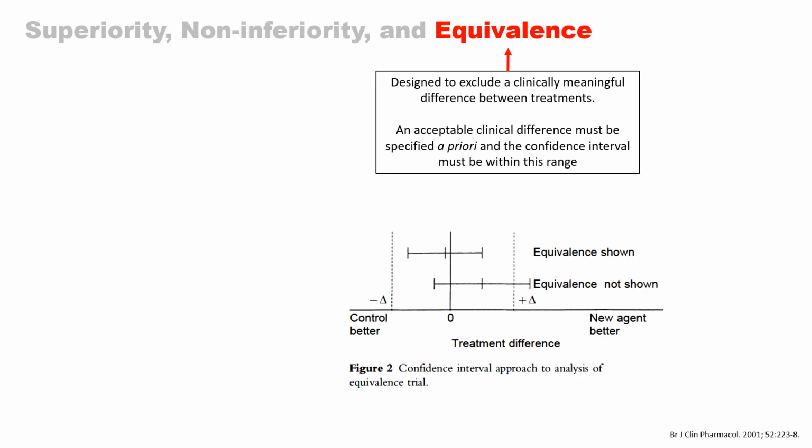Finally, equivalent studies are designed to exclude a clinically meaningful difference between treatments. And so, interestingly enough, this is the most difficult and narrowest confidence interval to come up with. So you have to choose an acceptable clinical difference a priori, again, as with non-inferiority studies, but you have to consider both the negative and positive delta in this consideration to demonstrate equivalence. So equivalence would be shown if the entire confidence interval were contained within this negative and positive delta range. If it breaks in either direction, equivalence is not shown.